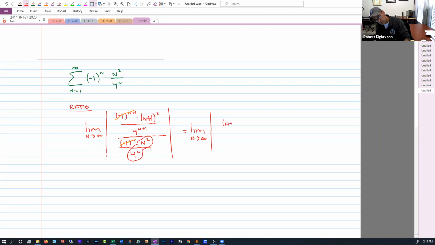So how about this? n plus 1 squared over 4 to the n plus 1. But then I brought the bottom one and flipped it, so that means I have a 4 to the n on top, and on the bottom I have n squared. This is a good opportunity for you to ask any questions about algebraically how I got this.